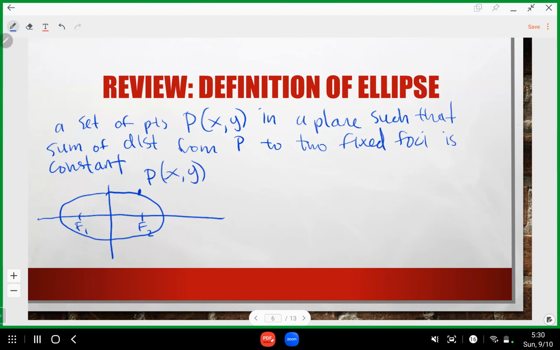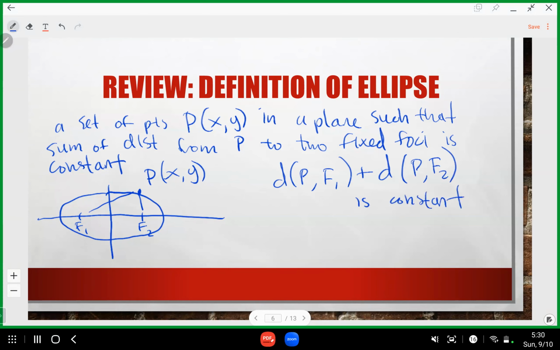So here, see the distance here. The distance from P to F1 plus the distance from P to F2 is constant, right? So no matter where you move this point, the sum of those two distances must be constant, and that is an ellipse. We know a couple of things about this ellipse.